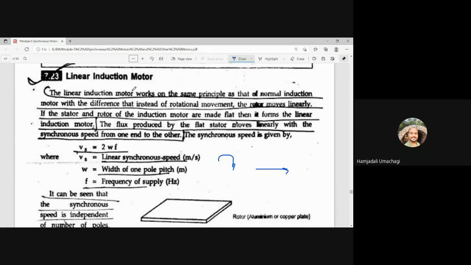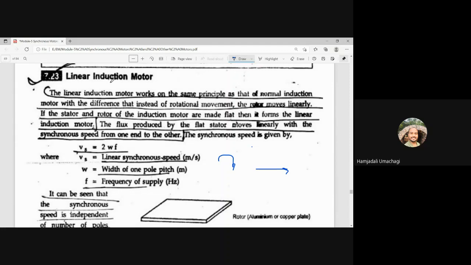Now let us see the description for linear induction motor. The linear induction motor works on the same principle as that of a normal induction motor, with the difference that instead of rotational movement, the rotor moves linearly. If you compare a normal three-phase induction motor or single-phase induction motor, there the movement is rotational. But in the case of a linear induction motor, the rotor will be moving linearly.